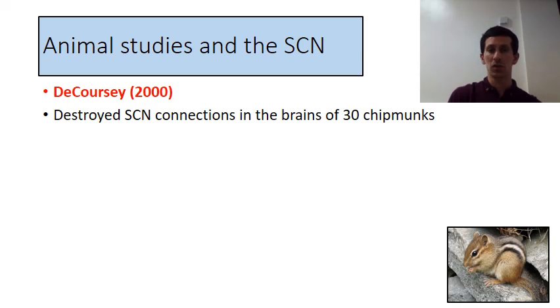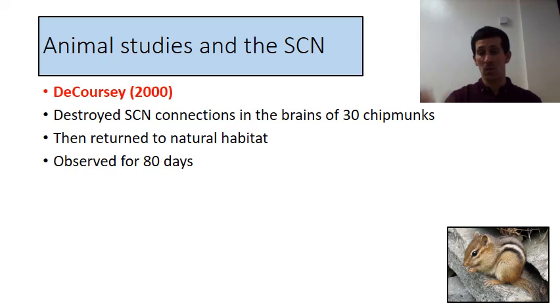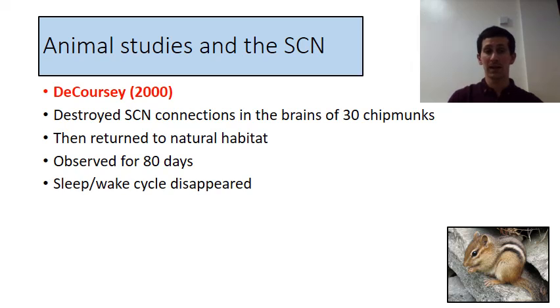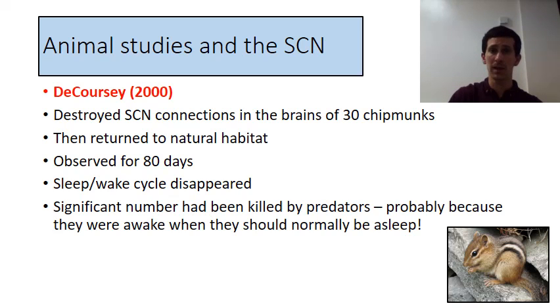And the Corsi study in 2000, he destroyed, so completely terminated the SCN connections in the brains of 30 chipmunks, and then put them back into their natural habitats. And what he found was that when he observed them over a period of 80 days, their sleep-wake cycle had completely disappeared. The light now was going through their optical nerve, going to the SCN, but the SCN wasn't there to monitor and tell our bodies how to react to the light. So their sleep-wake cycles completely disappeared.